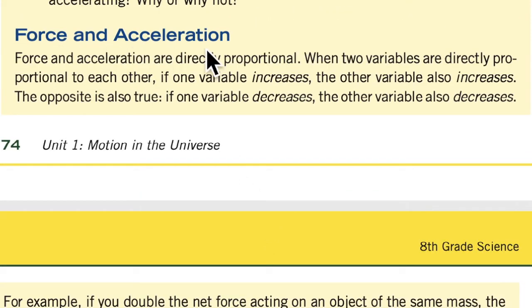Force and acceleration. Force and acceleration are directly proportional. When two variables are directly proportional to each other, if one variable increases, the other variable also increases. The opposite is also true. If one variable decreases, the other variable also decreases.